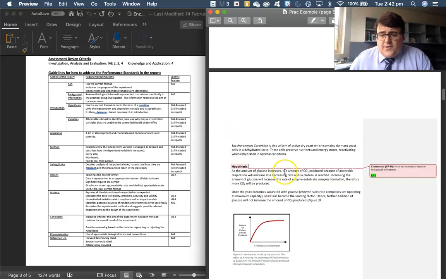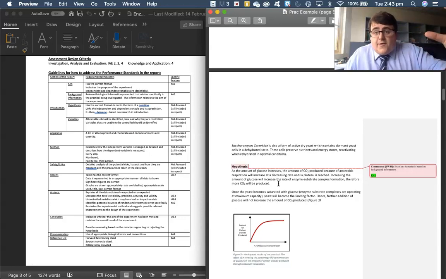As the amount of glucose increases, so that's the if, the amount of carbon dioxide produced because of anaerobic respiration will increase at a decreasing rate until a plateau is reached. Increasing the amount of glucose will increase the rate of enzyme-substrate complex formation, therefore more carbon dioxide will be produced. At this point, the student has talked about if, then, and he has started to mention the because there as well. So the because there is always relating back to the information in the background information. So if this happens in the experiment, then this will happen because of what I've researched in the background information.